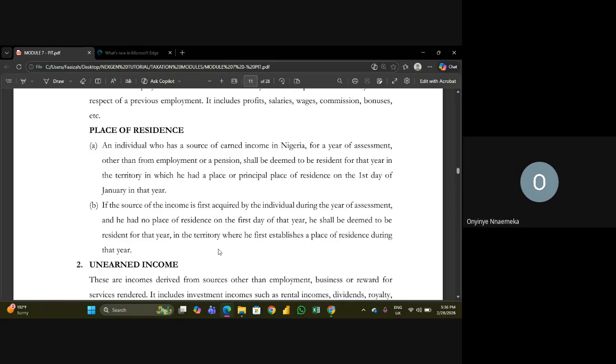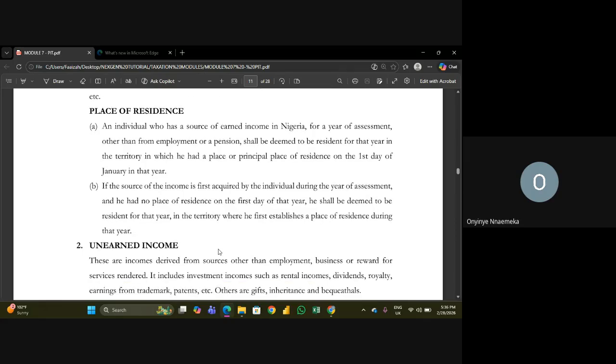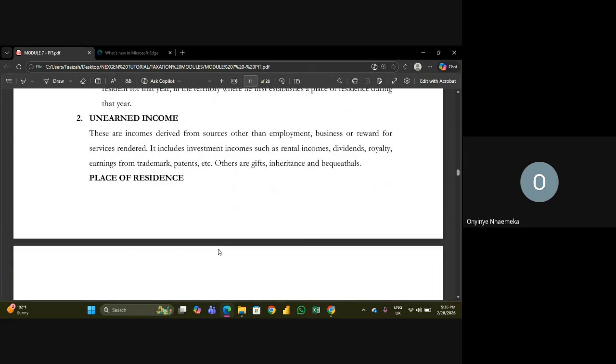On unearned income now, it is income derived from other sources other than employment, business, or reward for services rendered. And it includes investment income such as rental income, dividend, royalty, earnings from trademark, patents, etc. Others are gifts, inheritance, and bequests. Place of residence for people that have unearned income.